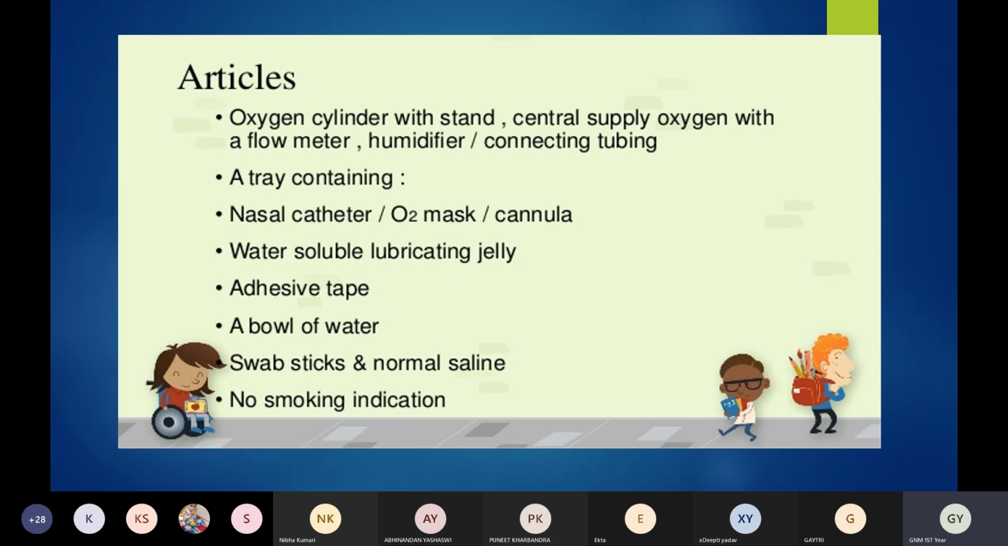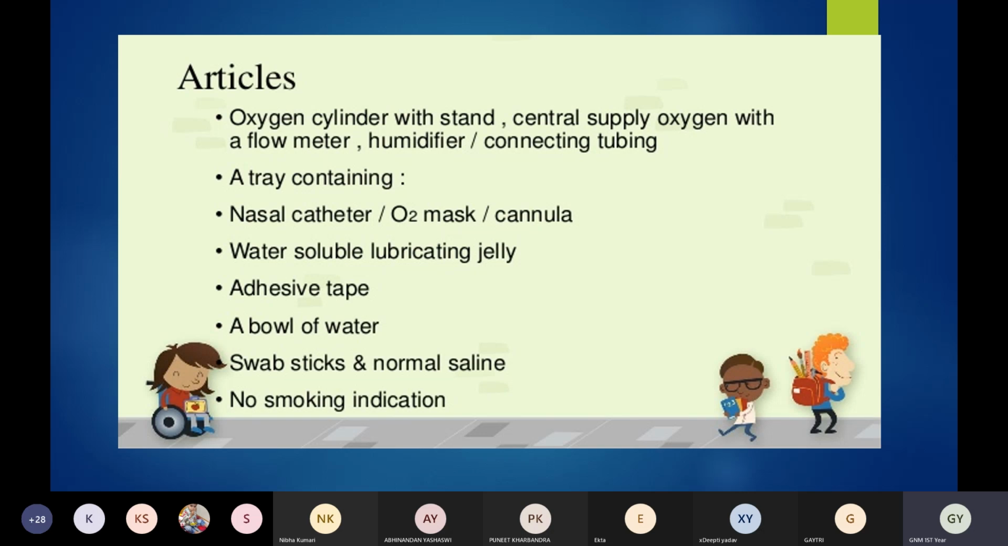Then there should be connecting tubes. The tubes we are giving to the patient, the connecting tube should be long. It should connect from the point of supply to the patient. Then there should be a tray which contains a nasal catheter or oxygen mask or nasal cannula. Then there should be water soluble lubricating jelly. There should be adhesive tape so that the nasal cannula we are putting on doesn't come out. Okay, or if you are using a nasal catheter also, so that it does not come out and it will be fixed to the patient.